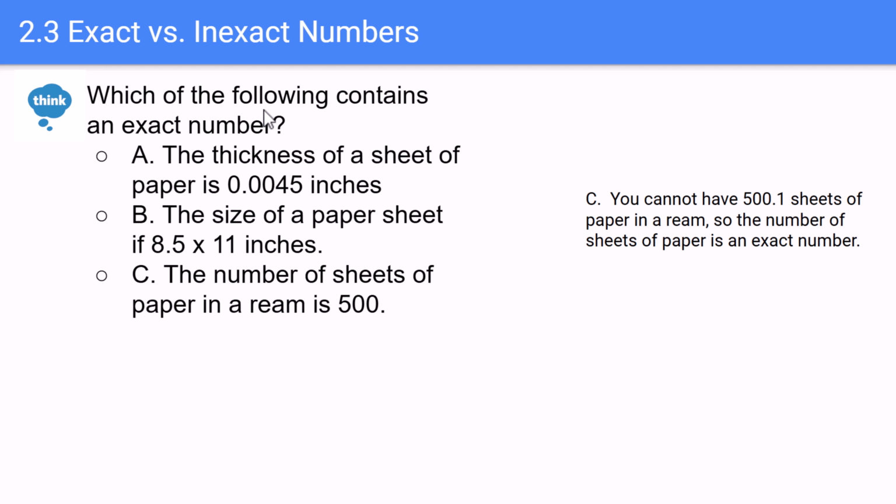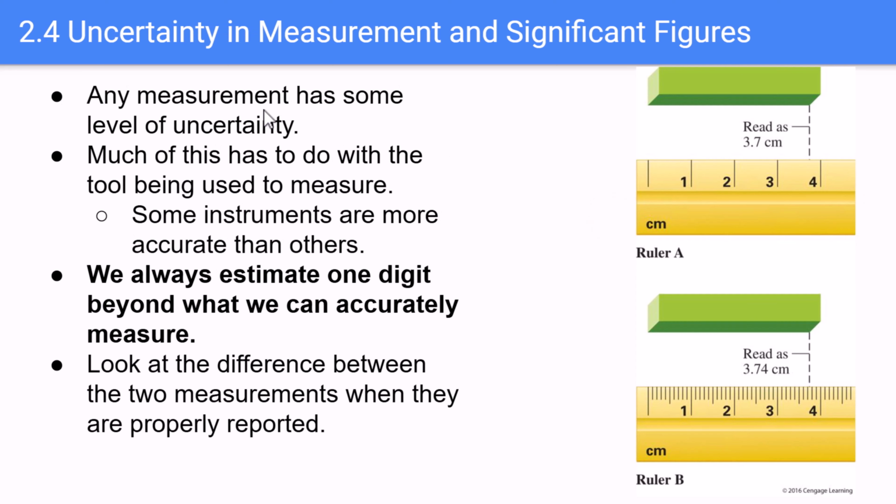So again, think about, do I have to go through and measure it, or do I not have to go through and measure it? Now again, any measurement has some level of uncertainty. That is one of the key points of this lecture. Much of this has to do with the tool being used to measure, and some instruments are going to be more accurate than others. One rule that we utilize in chemistry in terms of writing down these numbers is we always estimate one digit beyond what we can accurately measure.